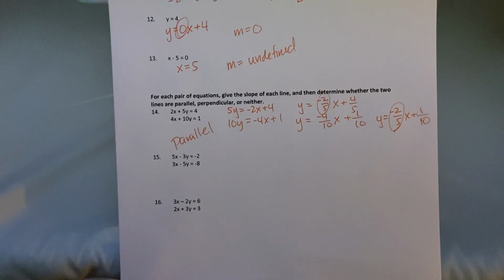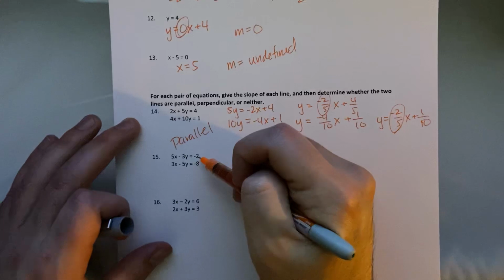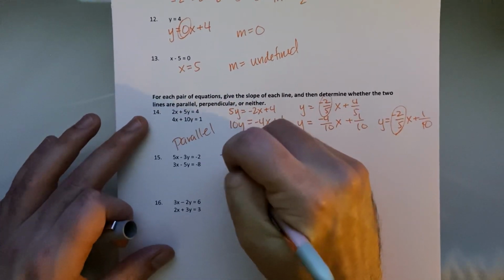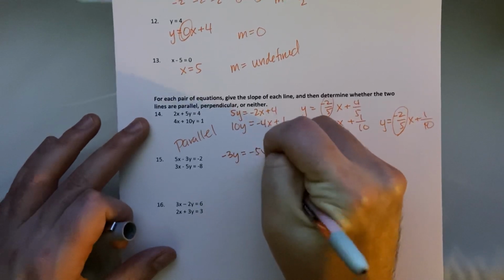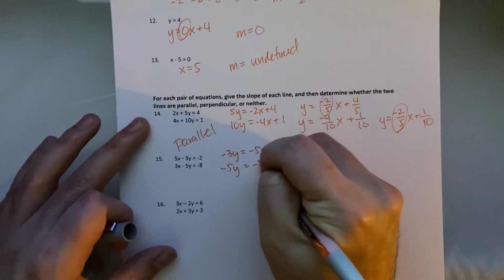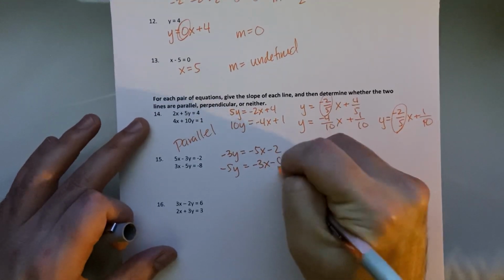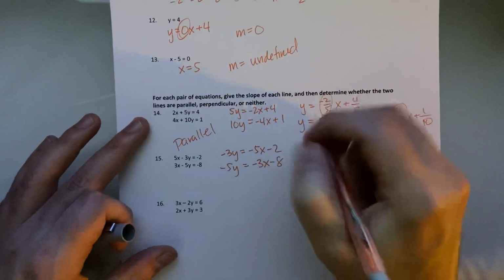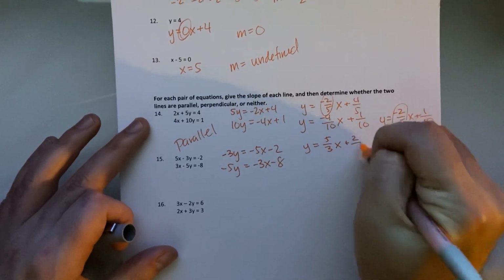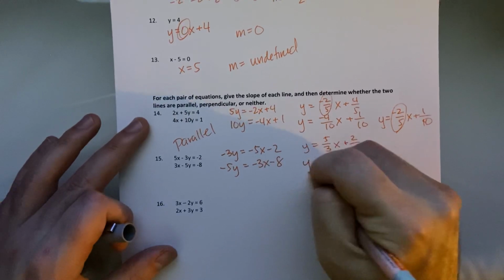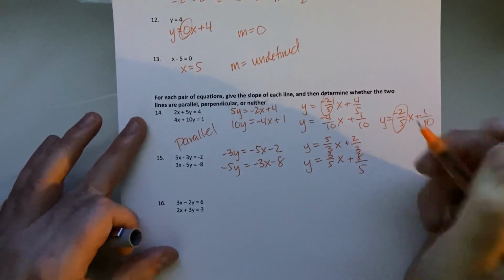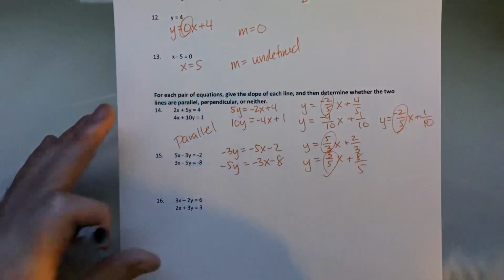Well, what about number 15? 5x minus 3y equals negative 2. 3x minus 5y equals negative 8. Get y by itself. Negative 3y equals negative 5x minus 2. For the second equation, negative 5y equals negative 3x minus 8. Divide the first equation by negative 3 to get y equals 5/3 x plus 2/3. Here we divide by negative 5, we get y equals 3/5 x plus 8/5. So these are not parallel.